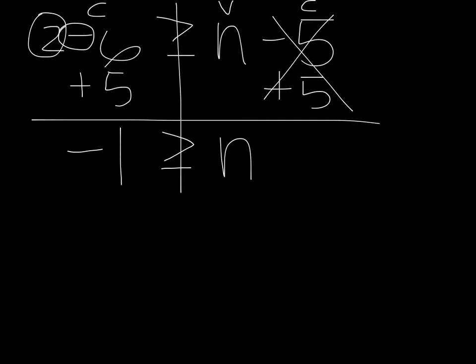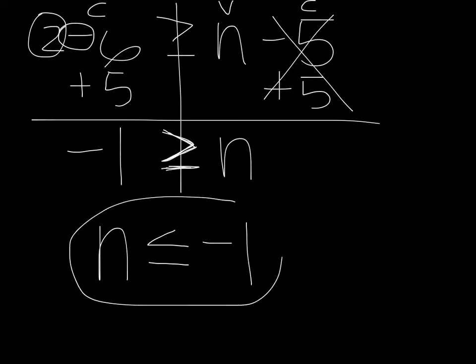And actually what we're going to do is we're going to flip that around. We always want to try to write these so that the letter is first. So n is less than or equal to -1. Notice how I flipped the entire thing around. If you kind of read it backwards, n is less than or equal to -1 if -1 is greater than or equal to n. So flip it around.